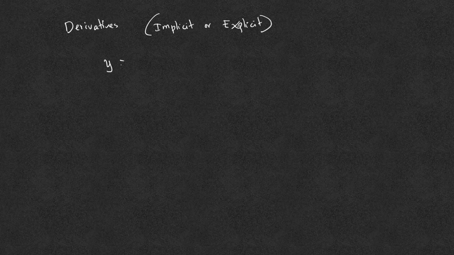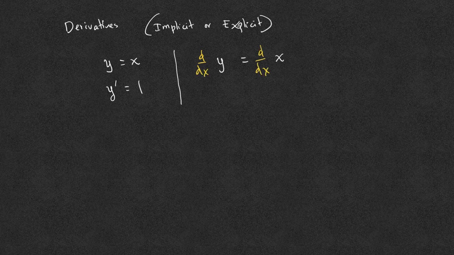Given the function y equals x, y prime is 1. That is straightforward enough. But behind the scenes, what this really means is that given the function y equals x, we differentiate both sides of the equation with respect to the variable of the function, in this case, with respect to x. The derivative of y with respect to x is not 1, but it is y prime.